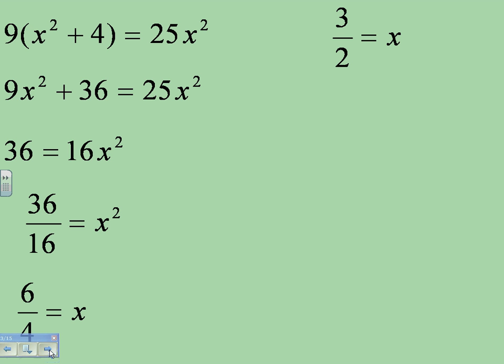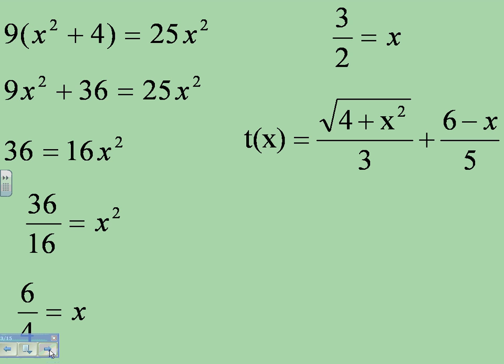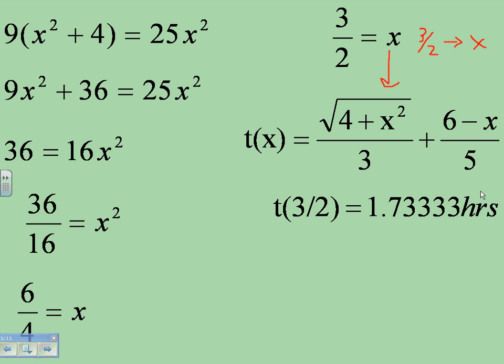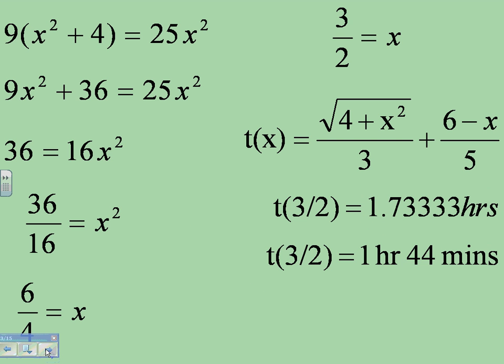And that's the time. Or that's the x. Now you put it back in here and solve for time. Remember, you can do 3/2, store x and type all that out. Or you can substitute it, end up with 1.733 hours. Okay? So that means if we go back to our original picture, you put 3/2 in, work it out, get 1.73 hours, or 1 hour and 44 minutes. That's how long it's going to take to go 6 miles rowing and walking.